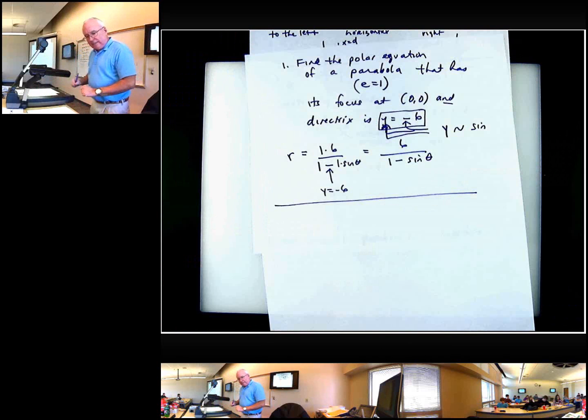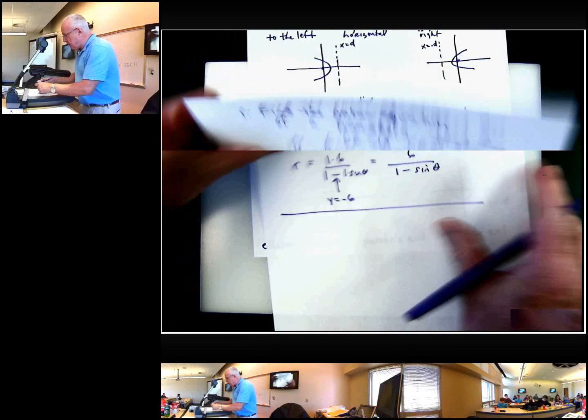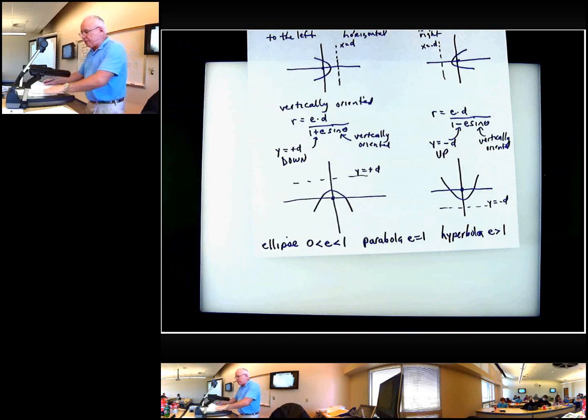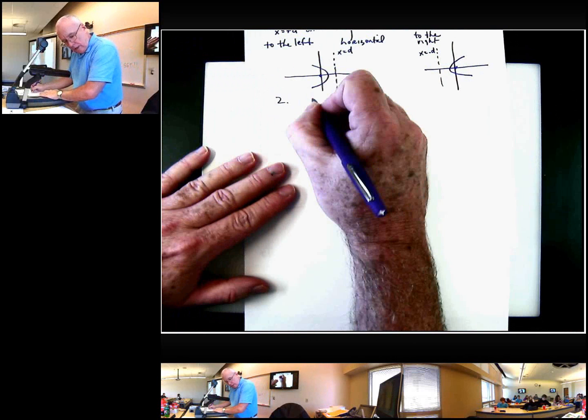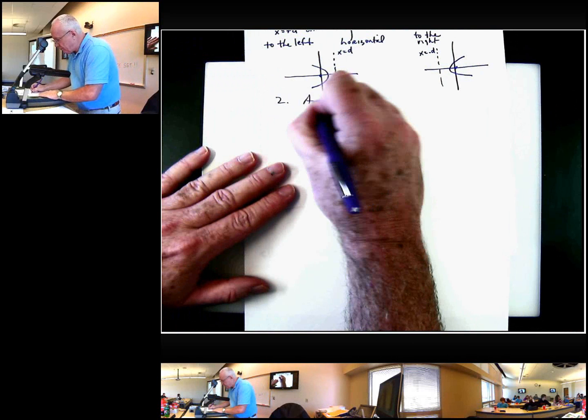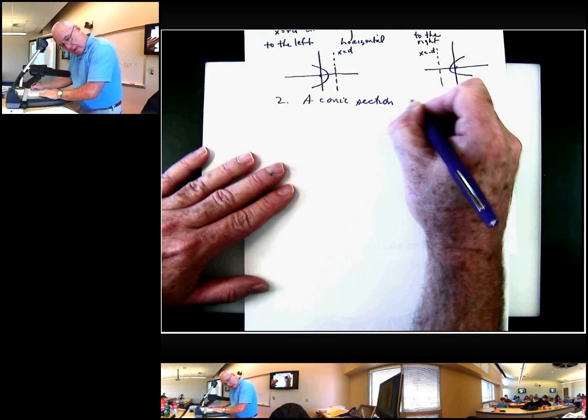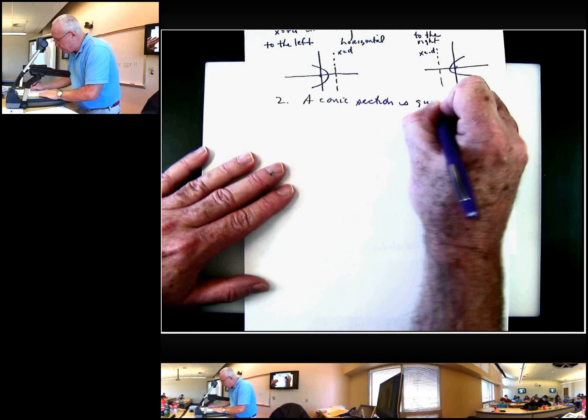All right, now let's look at something a little bit more challenging. Let me go to another piece of paper here. Number 2. For the second one, we're going to be working with an ellipse. So a conic section is given by the polar equation.